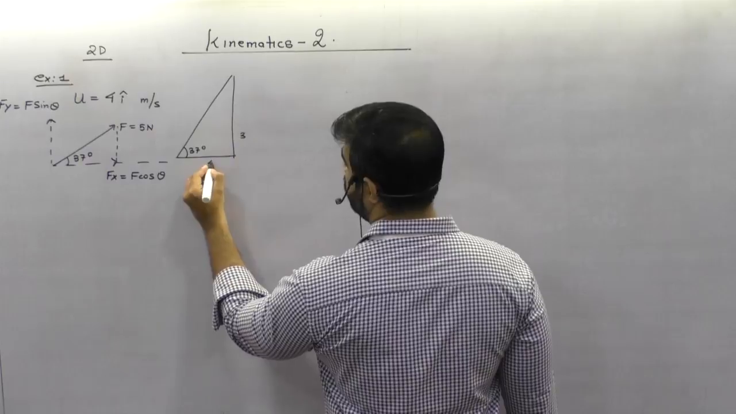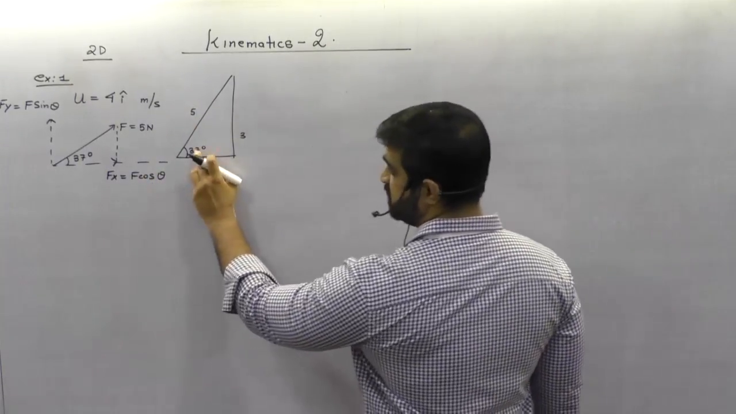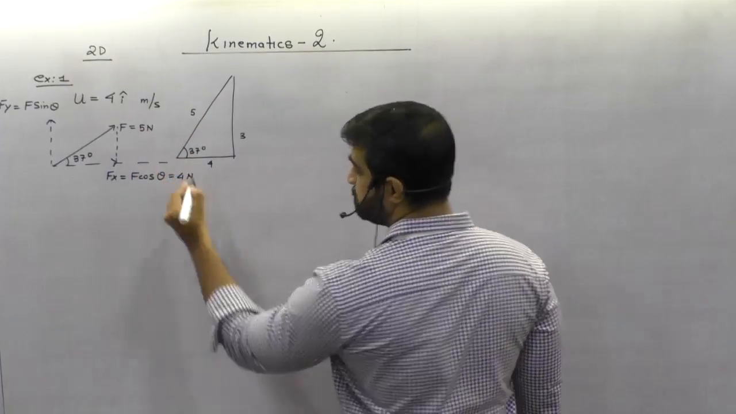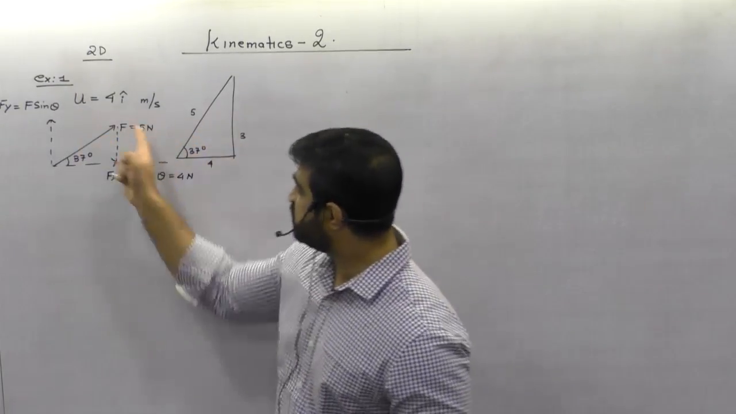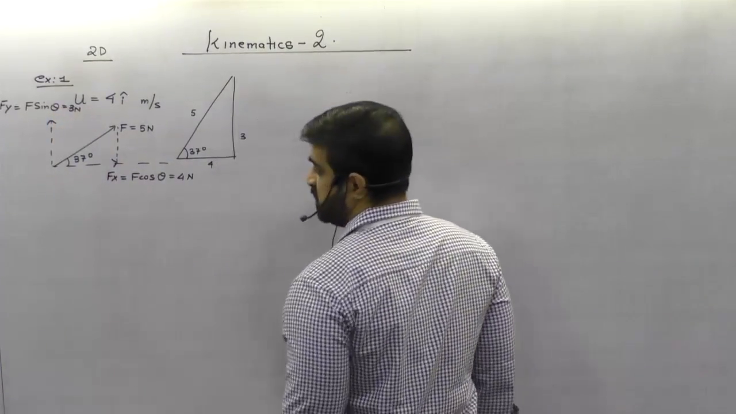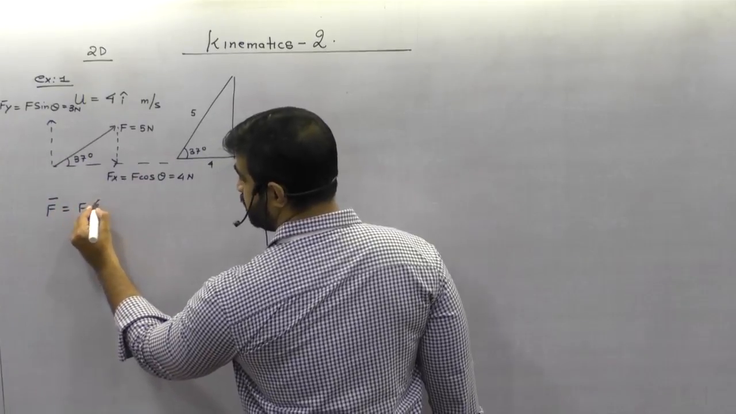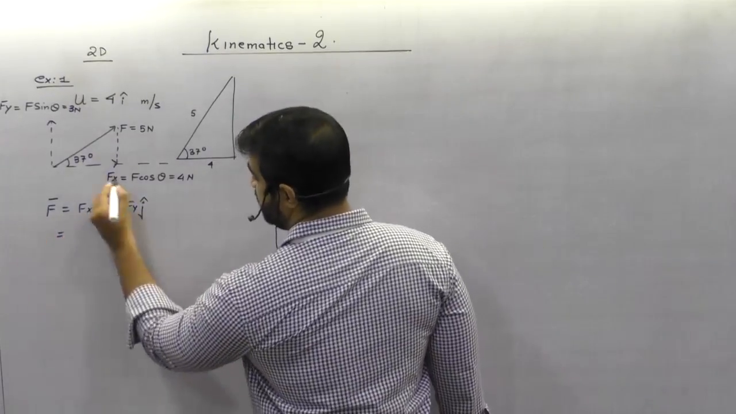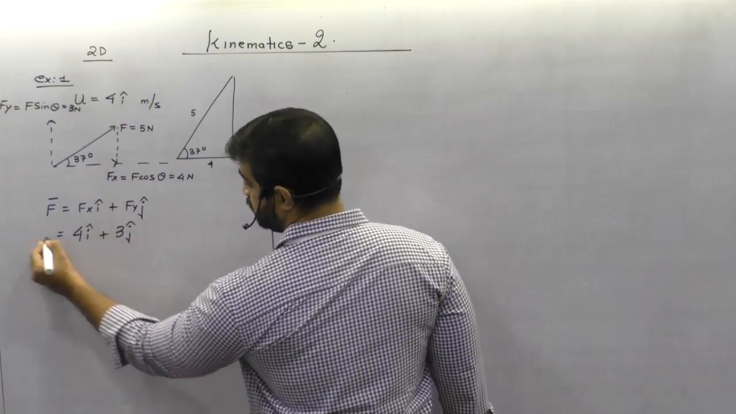This is 3, 4 and 5. So cos 37 will become 4 by 5 into 5, which will become 4 Newton. And sin 37 will become 3 by 5. So 5 and 5 will cancel, and it will become 3 Newton. So can I say the resultant force vector, which is in 2D, will be Fx i cap plus Fy j cap, which will be 4 i cap plus 3 j cap, is F bar.